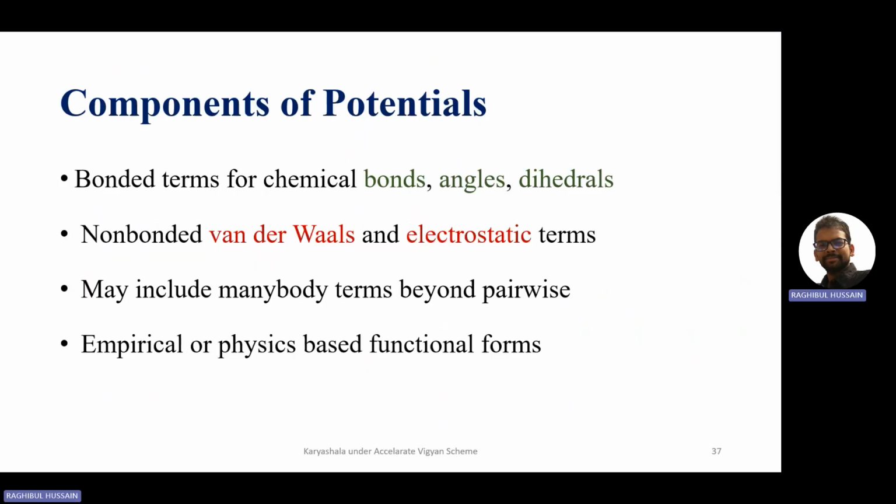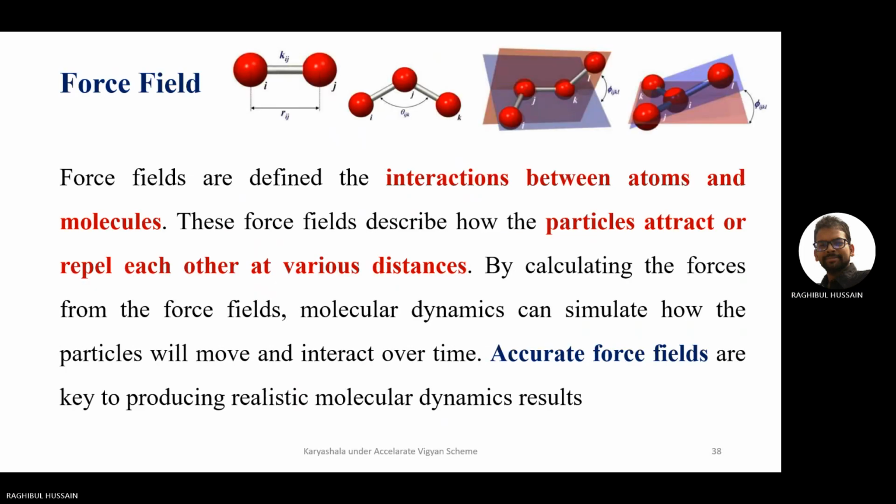Okay. So the components are basically the bonded terms like chemical bond, angle, dihedral, and improper. And non-bonded terms are the Van der Waals and the electrostatic. So these are the main. Additionally, some more things can come, like many body terms, that is beyond pairwise, and empirical or physics-based functional forms.